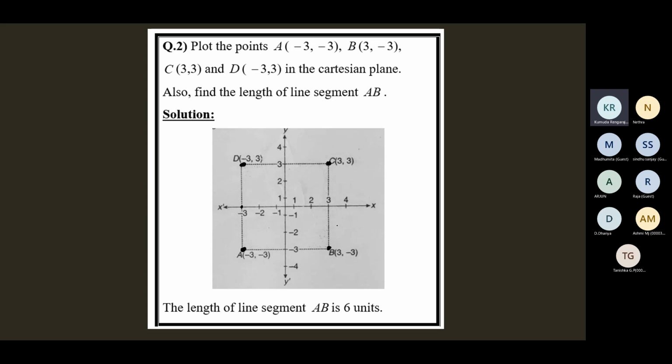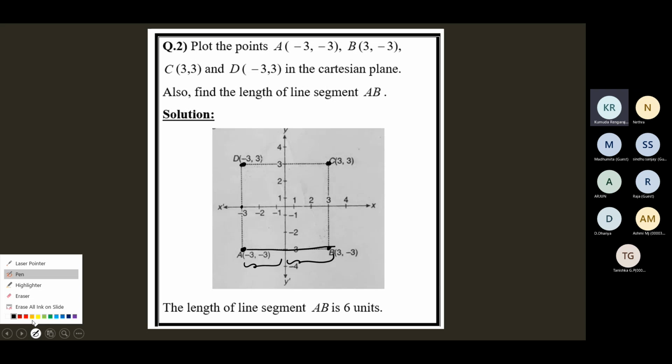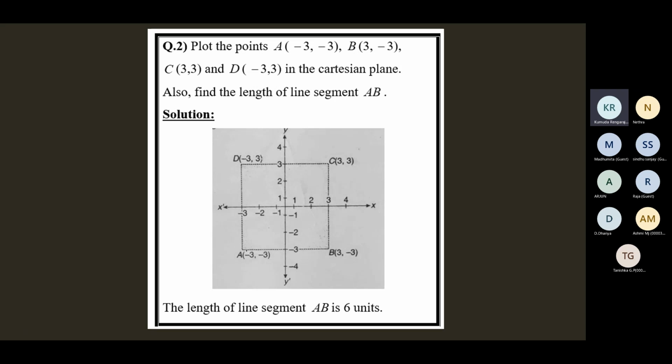So we plot the points in the Cartesian plane like this, and we need to find the length of the line segment AB. What will be the length of the line segment AB? It's 3 units from here to here, and it's 3 units from here to here. So totally 6 units. So the length of the line segment AB is 6 units. 3 plus 3. See here, this is AB. That's nothing but the length of this line segment.